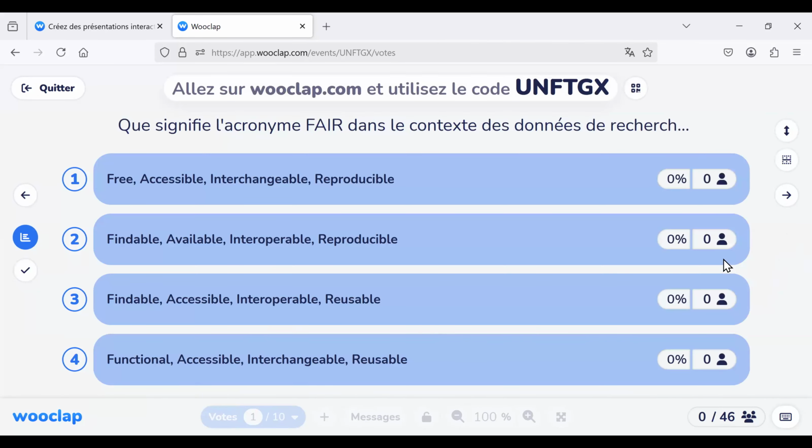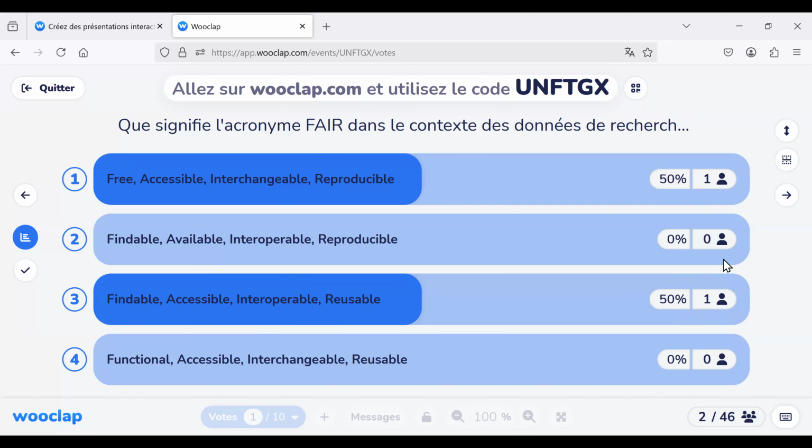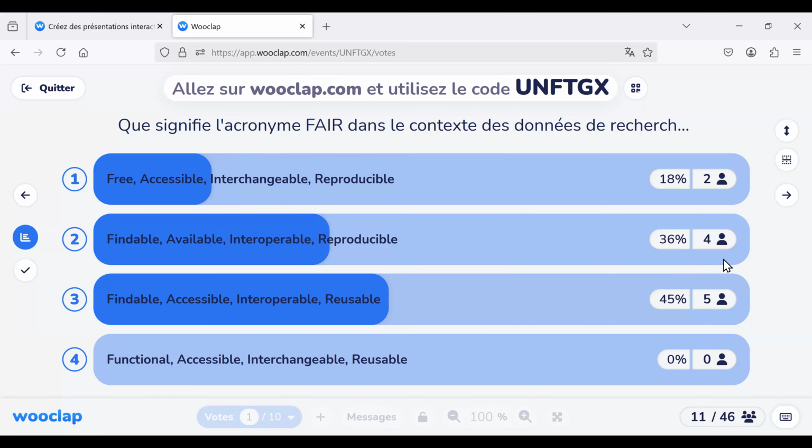So first question, do you know the FAIR acronym? It's not written in English here, but anyway, guess which one is the best. I will not vote myself. So as you see, indirectly the answers of the others, you could just adapt.